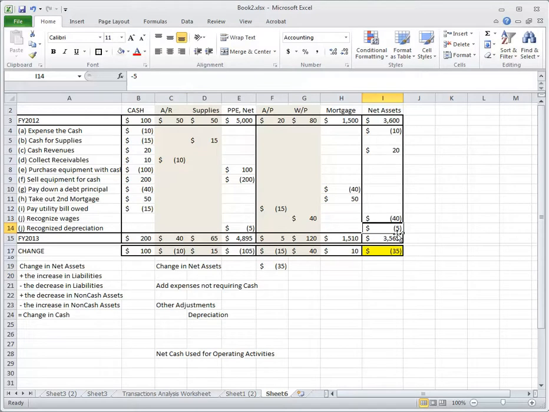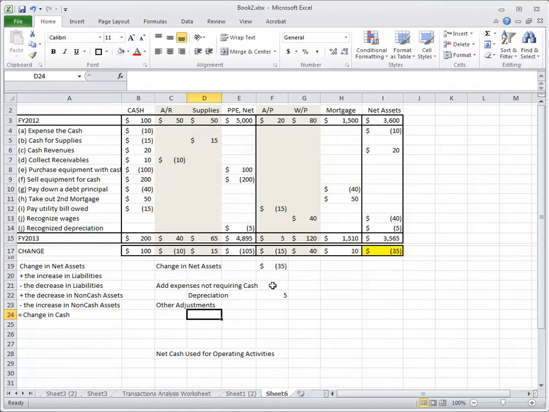But this expense here, depreciation, does not require cash to be paid, and so we need to add back in the depreciation. So that shouldn't be there. It should be add expenses not requiring cash. One is going to be depreciation. If we had a bad debt or an allowance for uncollectible, that could be here as well. So we're going to add that back in.